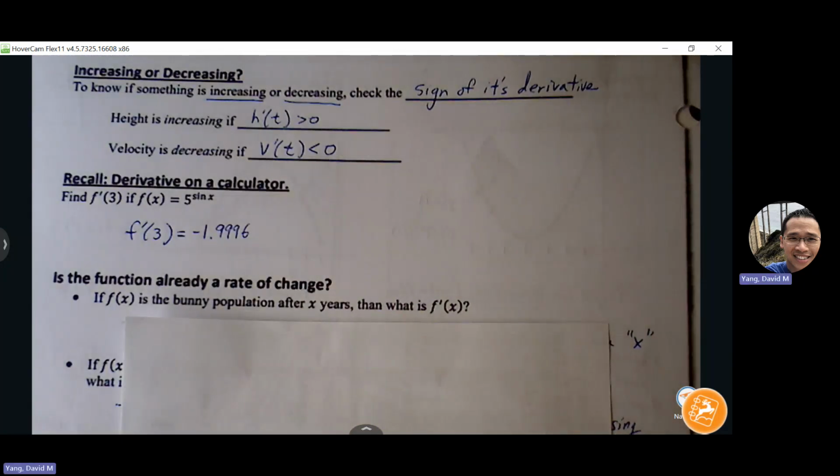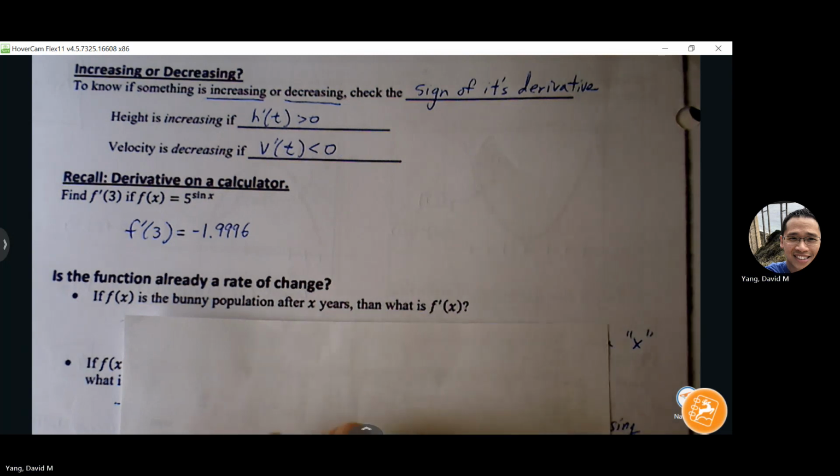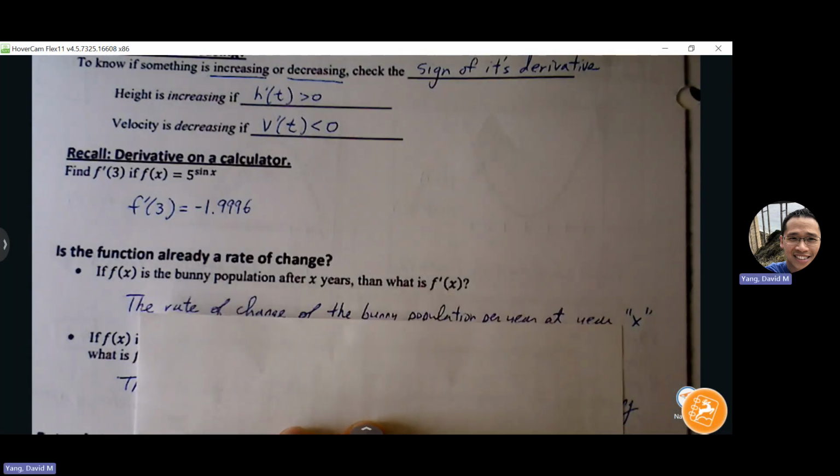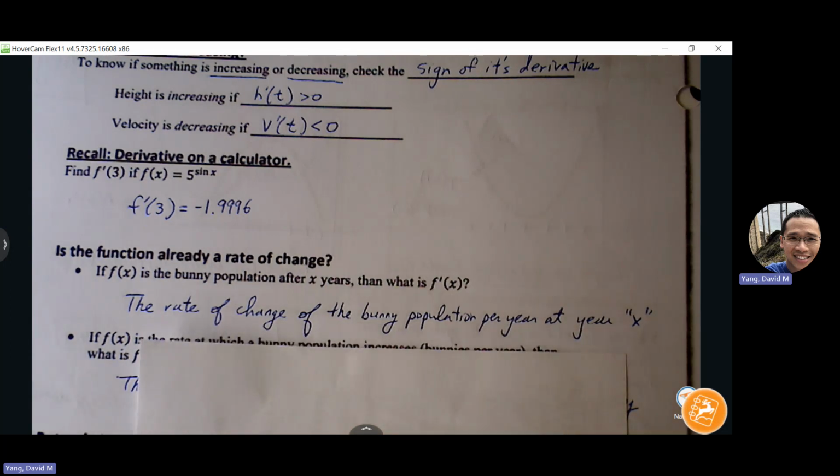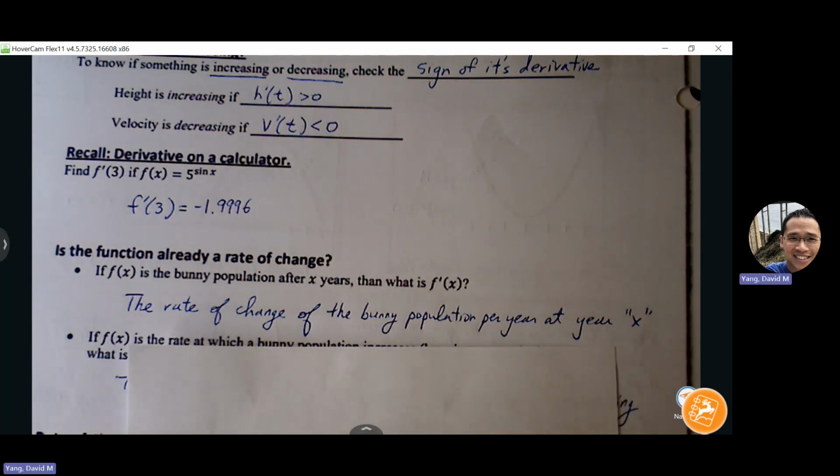Okay, is the function already a rate of change? Let's take this statement and see if we can put into words what this means. If f of x is the bunny population after x years, then f prime would represent what information? Rate of change. Good. Rate of change of the population per year at that particular year. So our units of measure will be number of bunnies per year. What is the rate of change of that population?